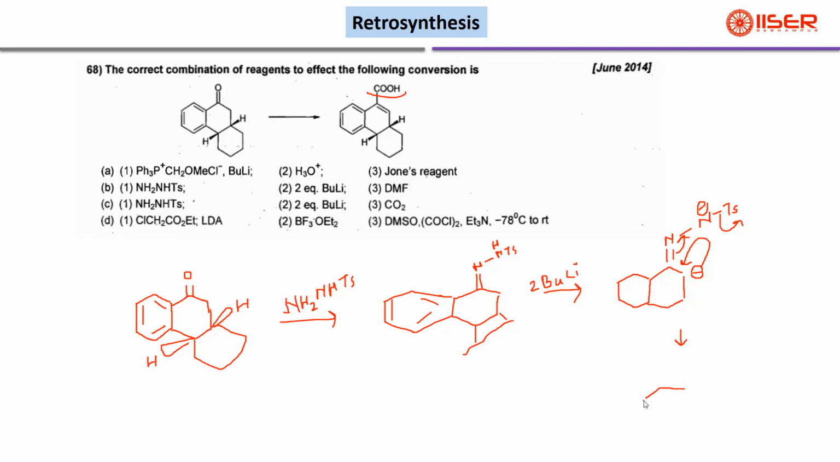With two molecules of butyl lithium, the first molecule will take the proton from the nitrogen, this heteroatom proton, which is more acidic. The second molecule of butyl lithium will take a proton from this alpha position because of the resonance stability. This proton is acidic because of this resonance stability.